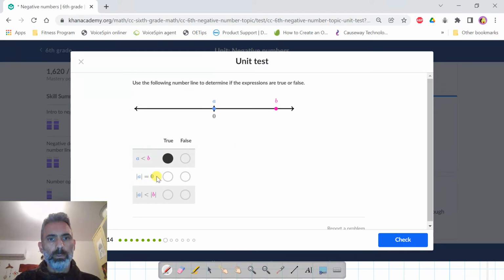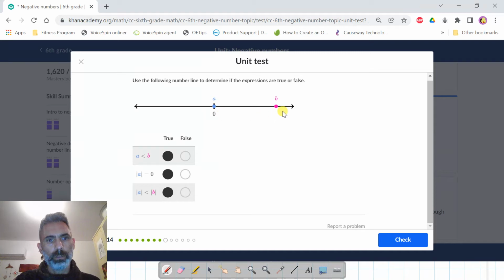The absolute value of A is 0. That is correct. A is at a distance of 0 from 0, so the absolute value of A is 0, so that is also correct. The absolute value of A is less than the absolute value of B. B is positive because it's to the right of 0, so the absolute value of B is simply B. The absolute value of A is 0, and it's less than B, which is also true.